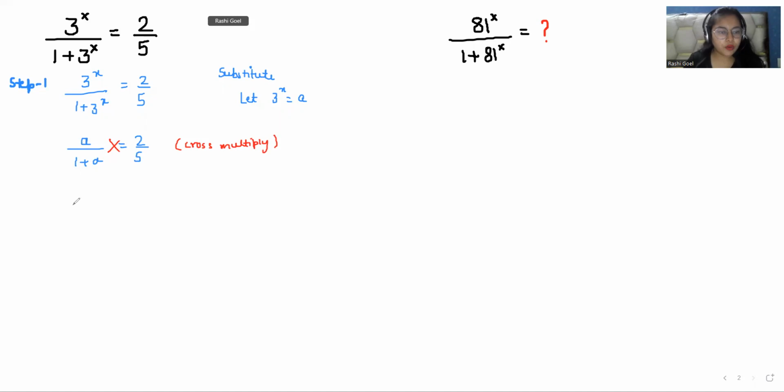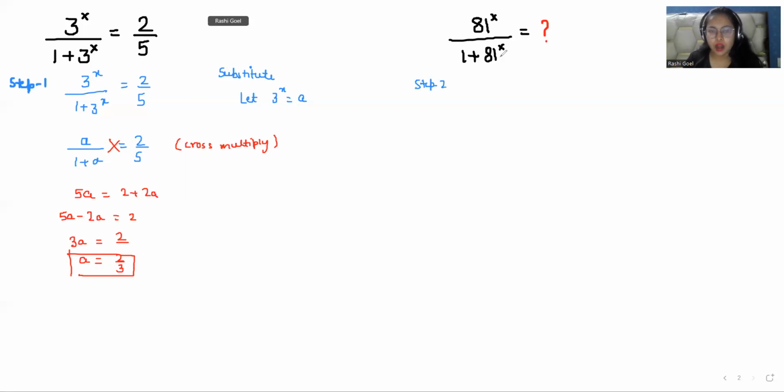So 5 goes to this side, 5a, and here 2 plus 2a. Now take the a terms together: 5a minus 2a equals 2. So 3a equals 2, and a equals 2 by 3. The value of a is 2 by 3. Now comes step 2.